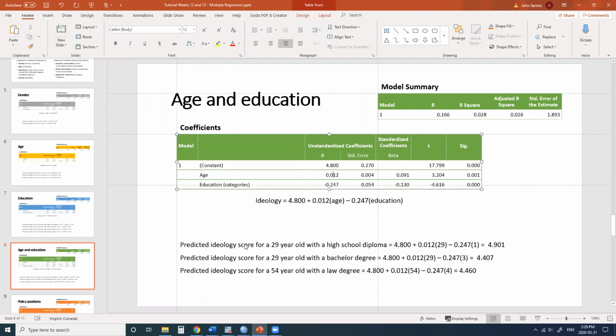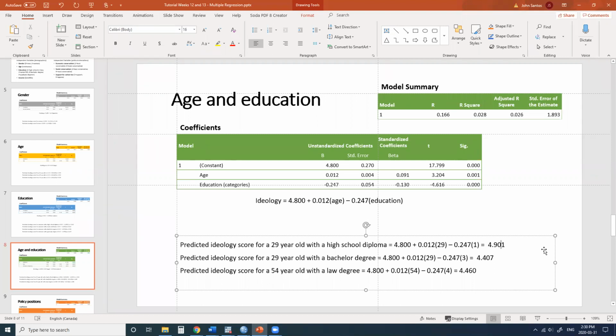And we get that by constructing the regression equation and plugging values into it, right? So let's look at a hypothetical scenario. What would be the predicted ideological identification score for a 29-year-old with a high school diploma, right? So age equals 29, high school diploma, that would mean education equals 1. So we plug in 29 for age and then 1 for education. And if you put that through your calculator, you should get 4.901, right?